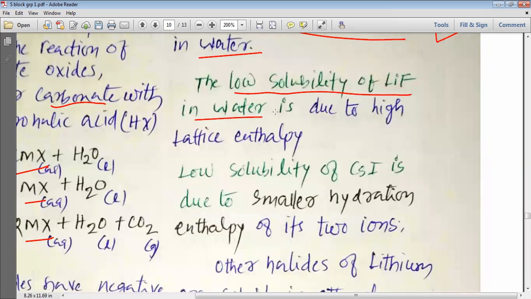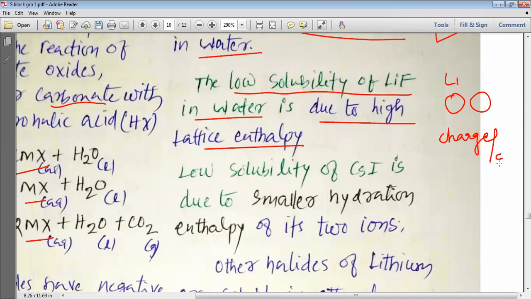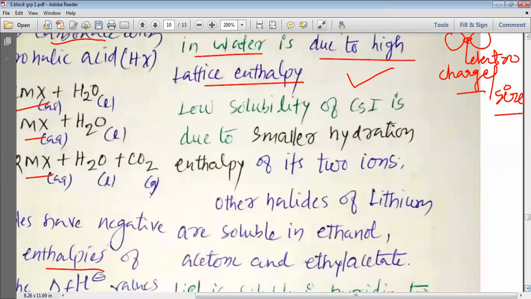The low solubility of lithium fluoride in water is due to the high lattice enthalpy. Now you see, lithium is a very small ion and fluorine is also a very small ion. So they have a high charge to size ratio, and as this charge to size ratio is very high, they have a very high lattice enthalpy. They make a very strong bond, the electrostatic force of attraction is very high, and that is why they have very high lattice enthalpy. Due to this, their hydration energy does not overcome the lattice enthalpy, and they are not able to dissolve into the water. So please remember that lithium fluoride is not possible to be dissolved into water.